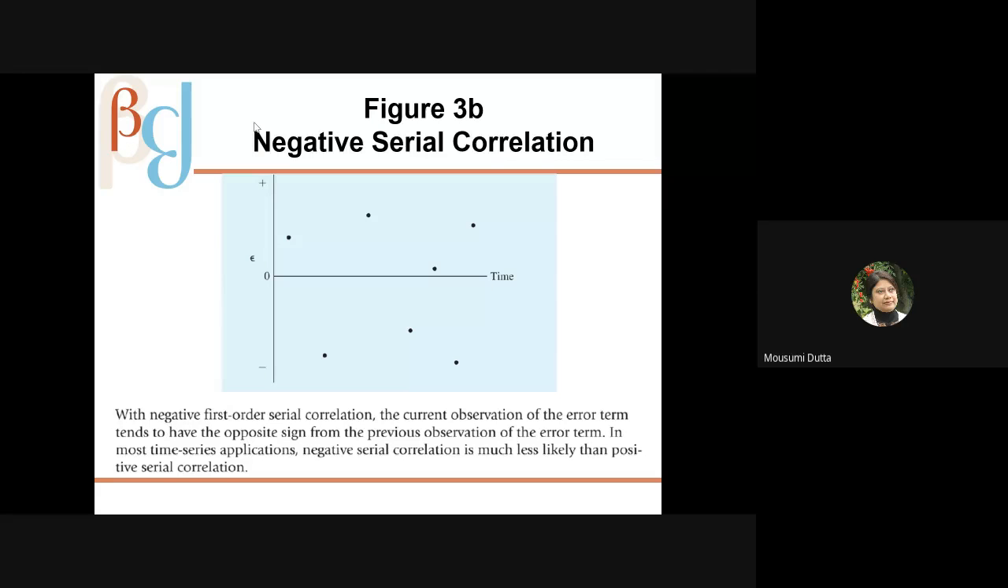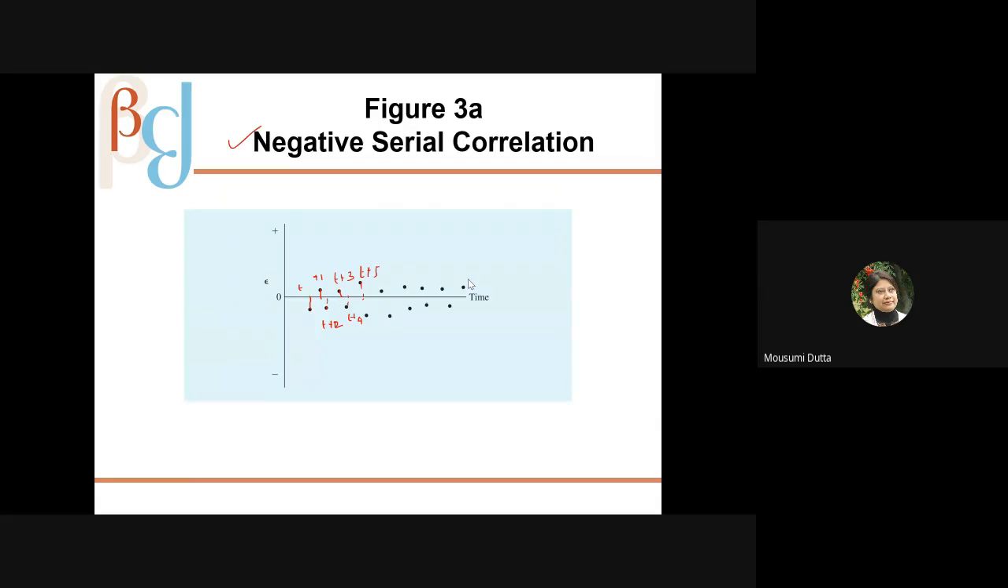Okay. This is also negative serial correlation. This is the first period error, second period error, third period error, fourth period error, fifth period error, sixth period error, seventh period error. Okay. So zigzag like this. So this is the diagram again for negative serial correlation.